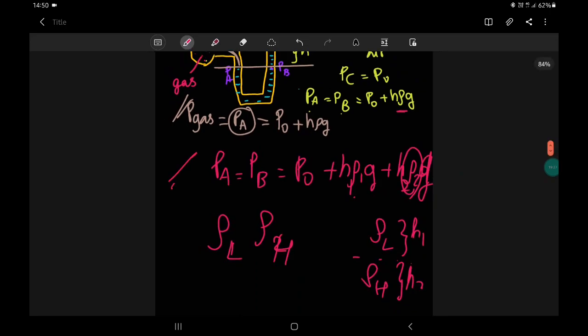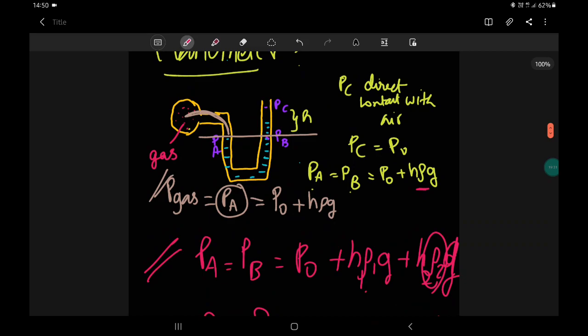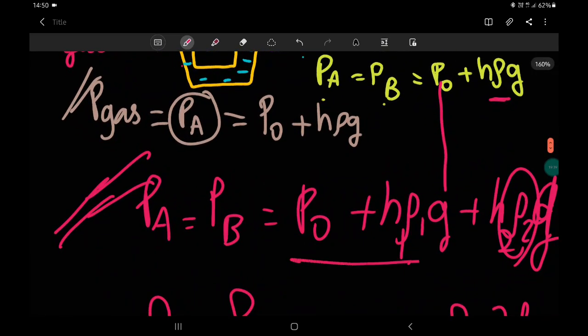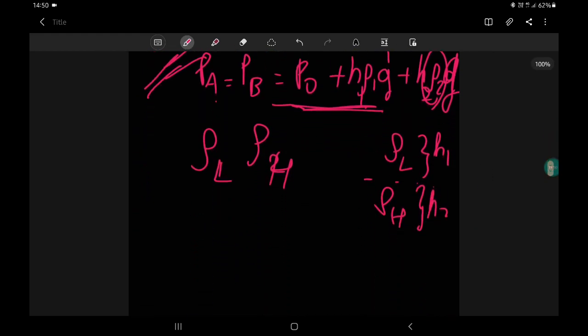When should this case be used? Instead of just one type of fluid, like the blue fluid I took, when they take two types of fluid, you should use this formula: PA is equal to PB is equal to P naught plus H1 rho 1 G plus H2 rho 2 G. That simple it is.